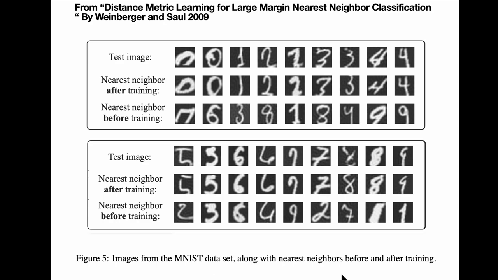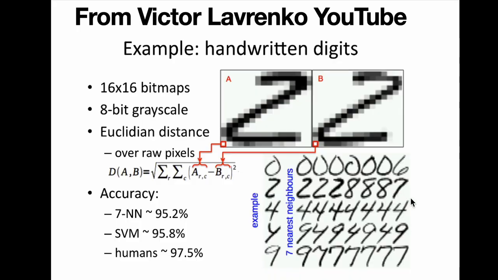So by doing this, if you know the identity of the training set, which you do, you can measure the distance, and then you can come up with a nice classification algorithm. And here is another one where they talked about the 7 nearest neighbors algorithm. So here are the examples of some unknown digits.